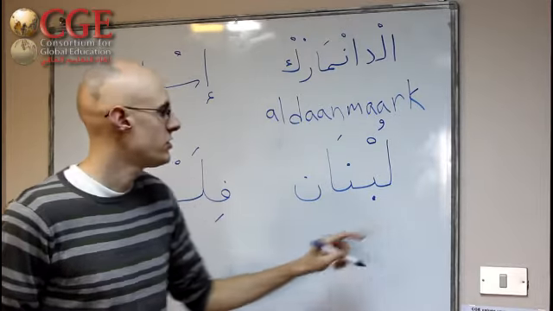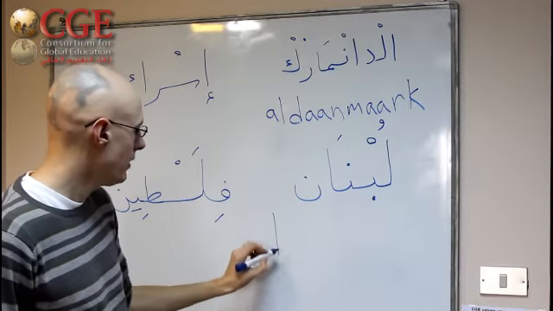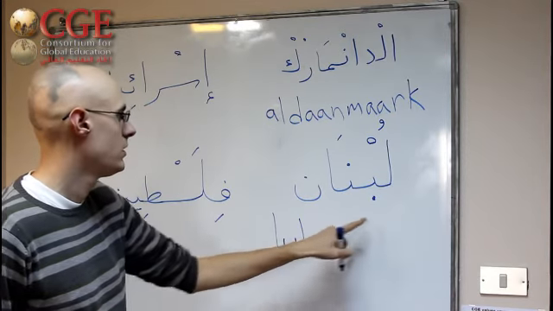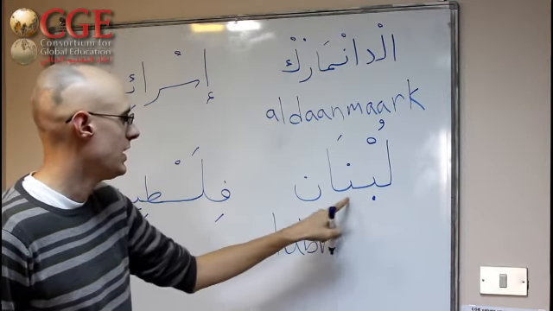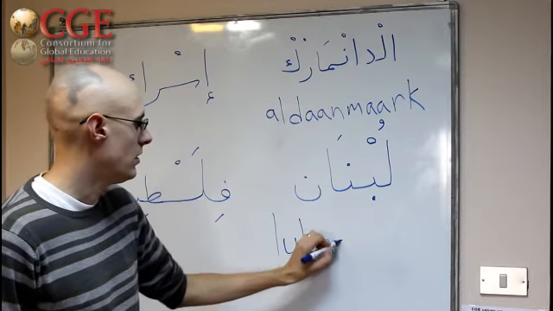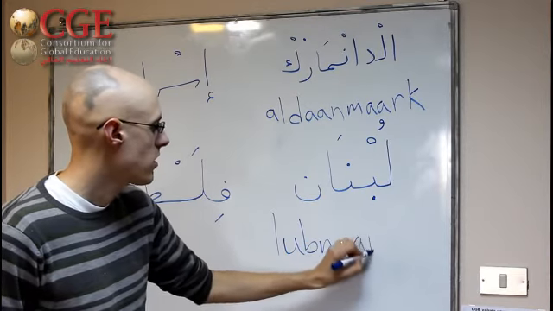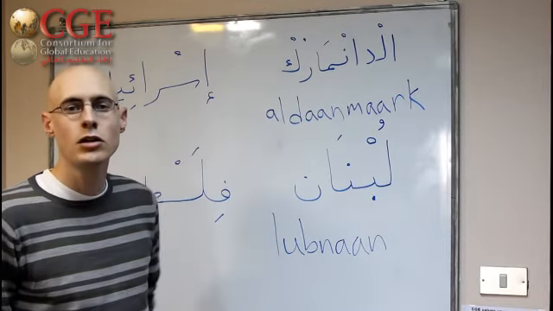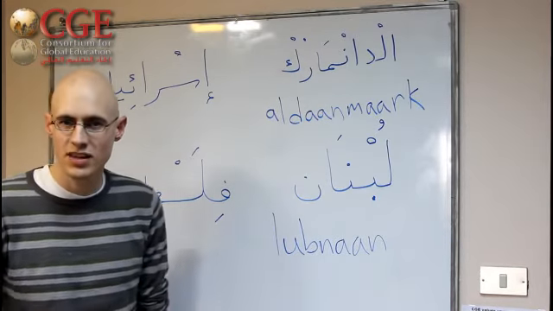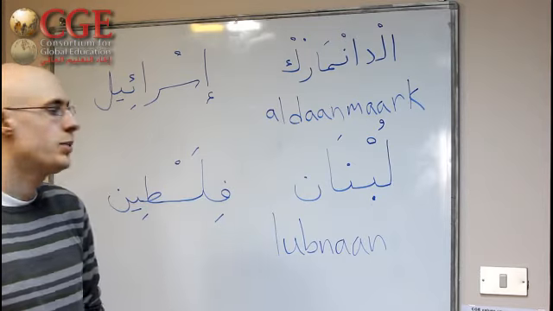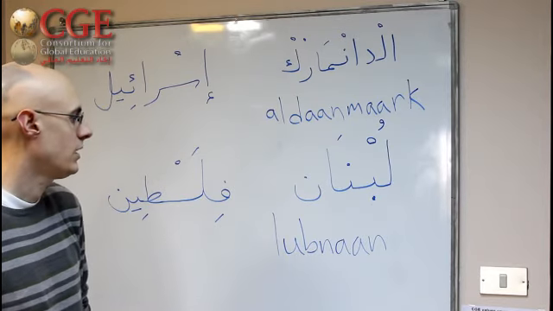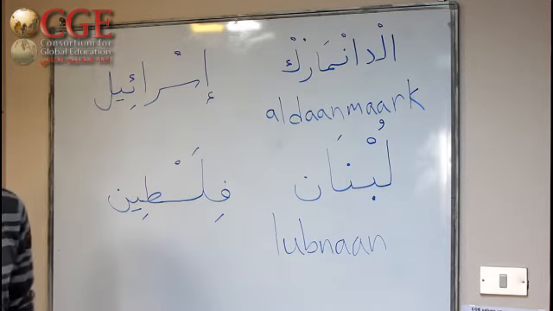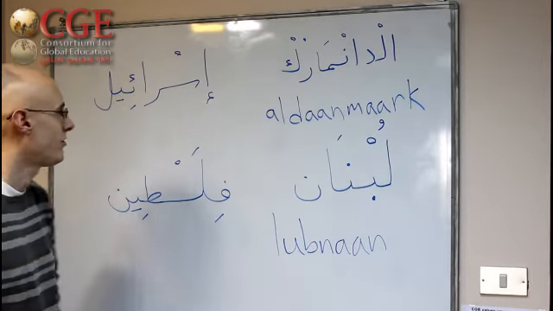This is a Middle Eastern country. We've got an L, short U, B, followed by N, long A, N. Is this pronounced Lubnan? Can you guess what country that is? That would be Lebanon. Lubnan. These two countries, if you read Arabic, you'll read them in the news often.